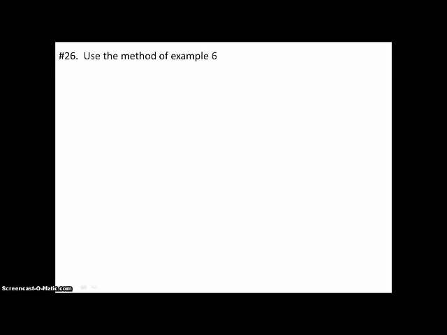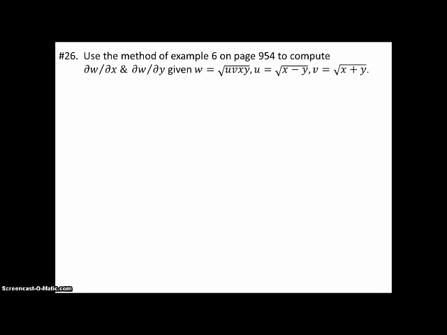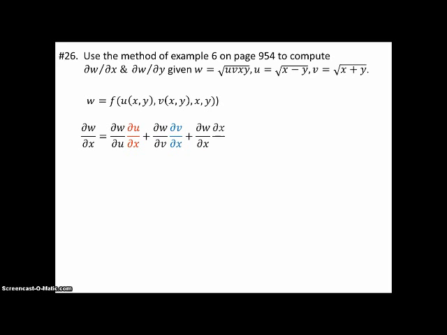Number 26. Use the method of example 6 on page 954 to compute the partial derivatives of w with respect to x and y given these functions. Well, now this one's a little strange because w is given in terms of two dependent variables, u and v, and also in terms of the two independent variables, x and y. So we have to think of w as a function of four variables, two of which are composite functions in and of themselves. So here's the formula, and I've color-coded it so we can refer to some things later easily.